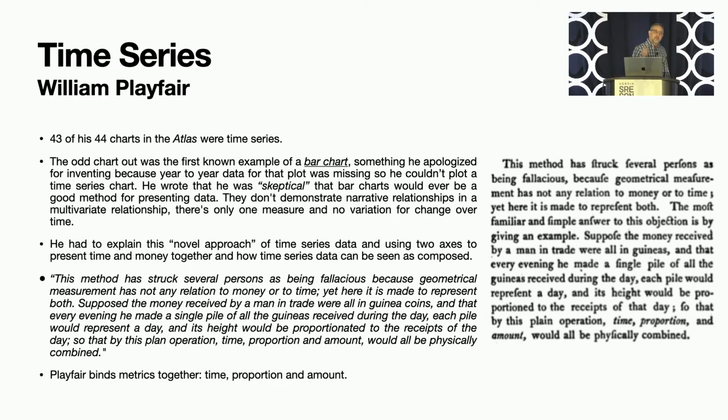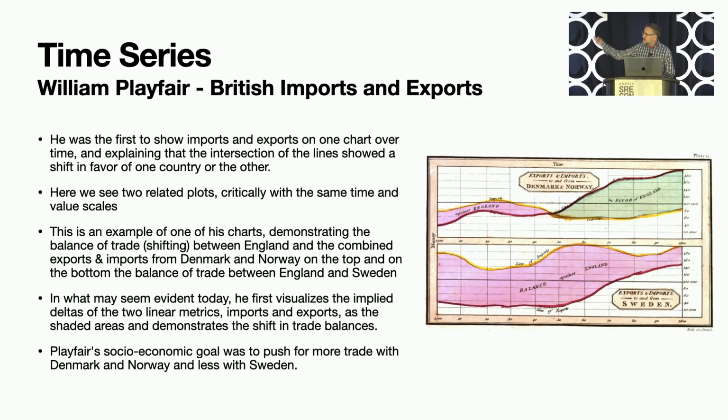The key here is he's binding these metrics together: time, proportion, and amount. And this is the type of chart that he was publishing. It's the first type of chart to show imports and exports on the same chart. And we see here actually two related plots. And I want to point out, because it's very critical, that they both have exactly the same scales. In this chart, he demonstrates the balance of trade shifting between England and the combined exports and imports from Denmark and Norway. And that's on the top. And on the bottom, we see the trade balance between England and Sweden.